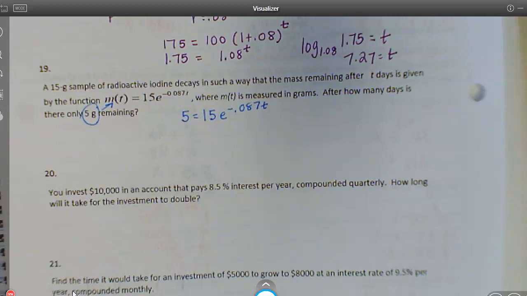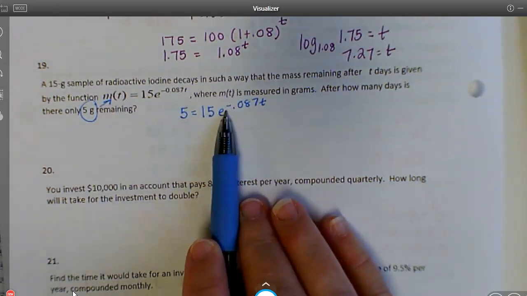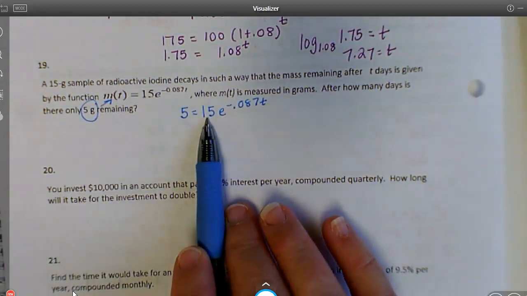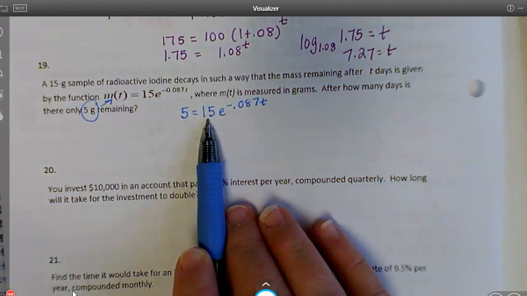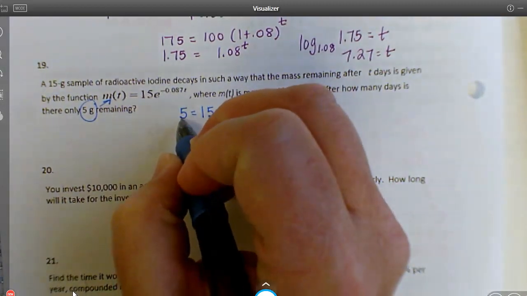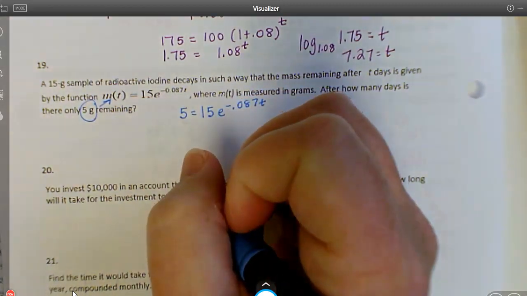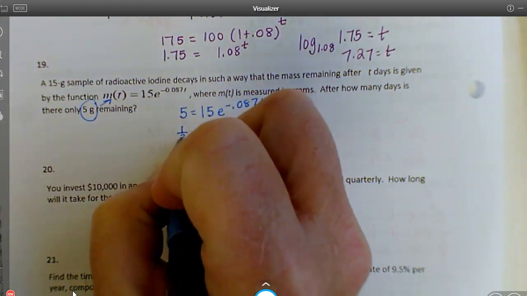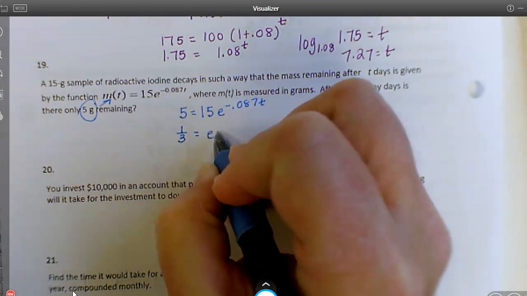Now, I need to get the e and the power by itself. So what do you think I'm going to do first with that 15? Divide by 15. When I divide by 15, 5 divided by 15, it's 0.3333. I'm just going to write it as 1/3. If you want to write it as a decimal, that's fine.